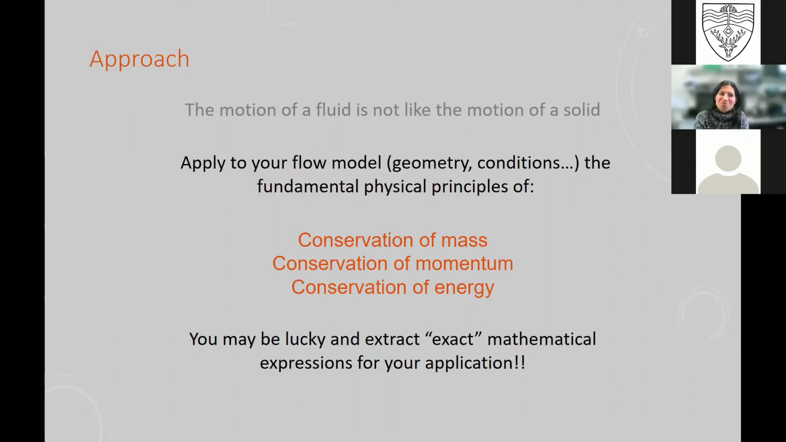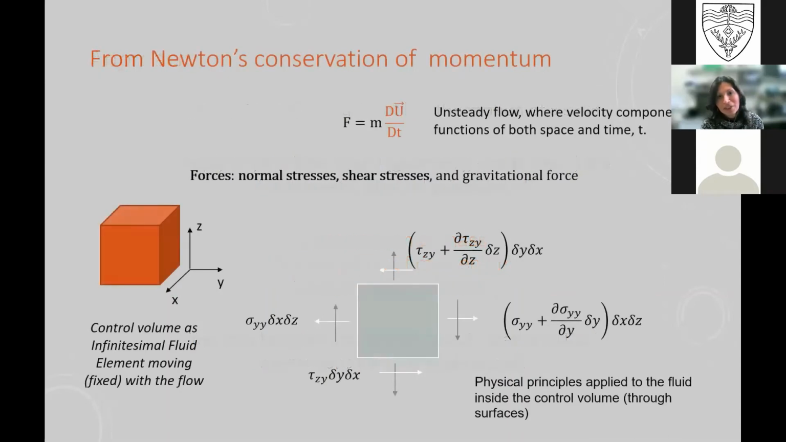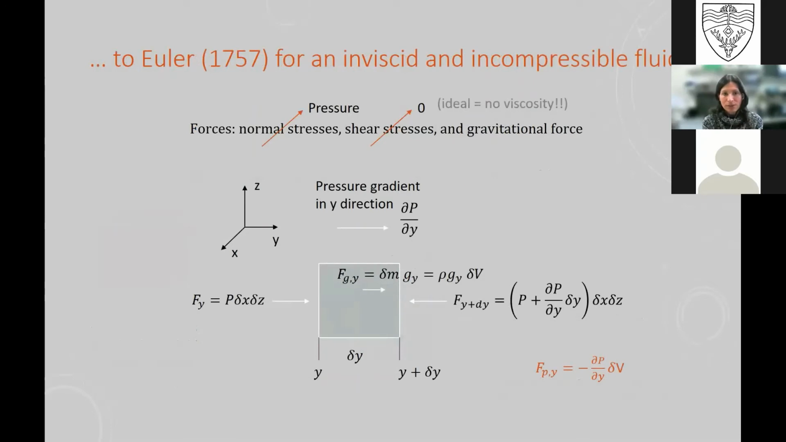So what we tend to do is get your model, whatever you're going to design or experiment, and then apply fundamental physical principles: conservation of mass, conservation of momentum, and potentially conservation of energy. Then maybe you'll be lucky and can extract exact mathematical expressions. Let's start relatively simple. From the idea of Newton's conservation of momentum, Euler started trying to define the different forces on a small volume of liquid, things like normal stress, shear stress, or gravitational forces. Euler went for developing something simpler. He said, I'm not going to consider viscosity, so shear stresses are 0. Then the normal stresses will be just pressure, and then the gravitational force.